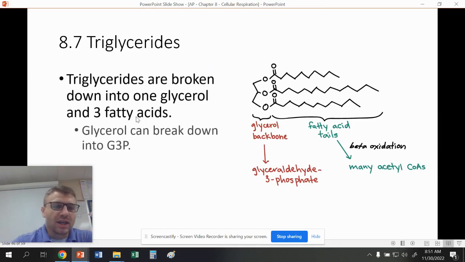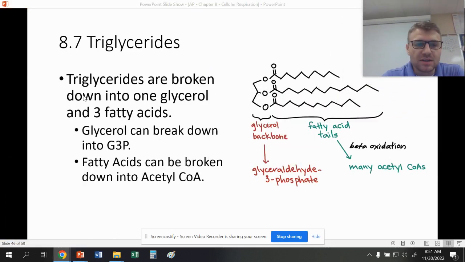All right, 8.7, we're looking at triglycerides and how triglycerides are used in this cellular process. We talked about how glucose is used. What we're going to see is this triglyceride is made of a glycerol molecule, which can be converted into a G3P molecule, and fatty acid tails, which can be converted into acetyl-CoAs. So when you burn fat, let's say you ate, but then you're doing a really long workout and you don't have enough glucose in your body to sustain cellular respiration, your body is going to switch to breaking down fat molecules, these triglycerides, which are made up of glycerol and fatty acids. These will be broken down again into G3P and acetyl-CoAs.